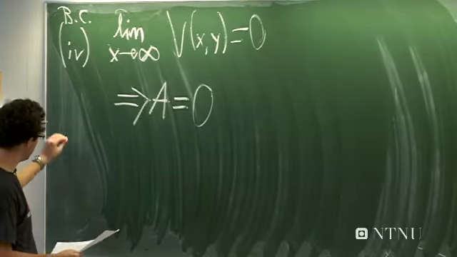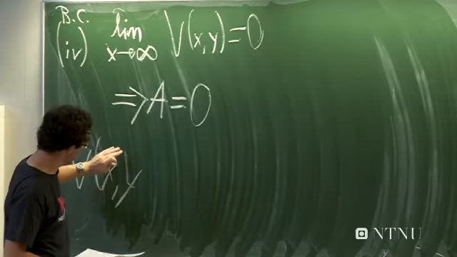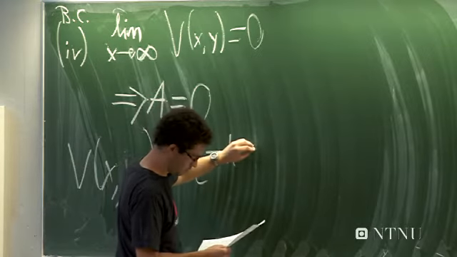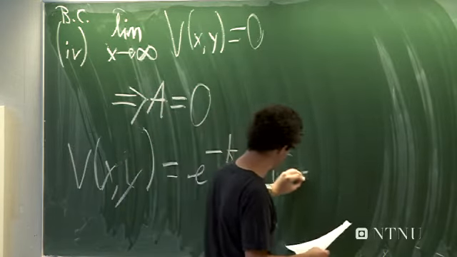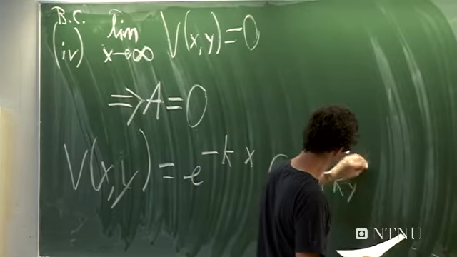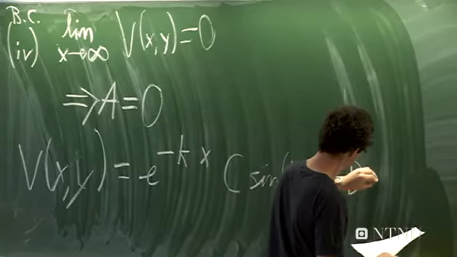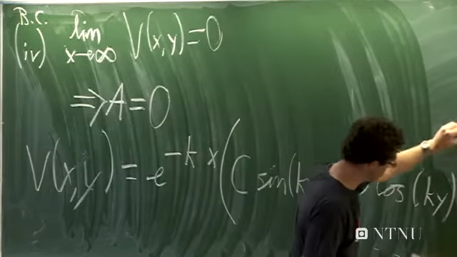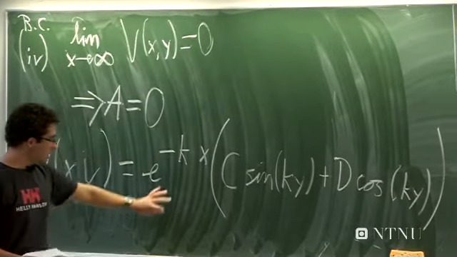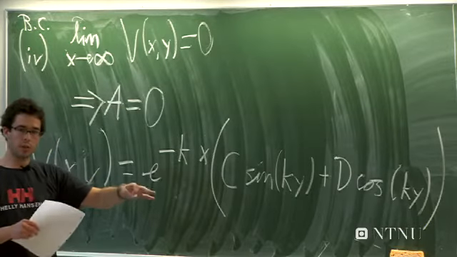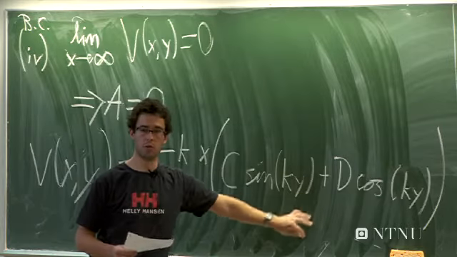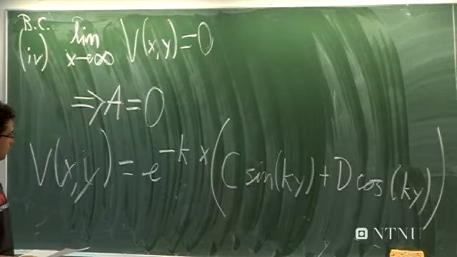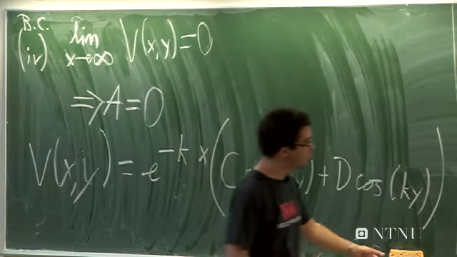So the potential now looks like this. So it's an exponential which makes sure that the whole thing decays as we go to large x, and these oscillating terms which we'll have to sort out with some other boundary conditions. So let's see, let's move on.